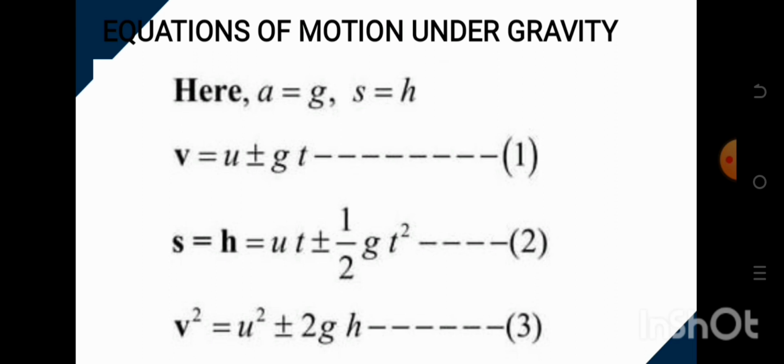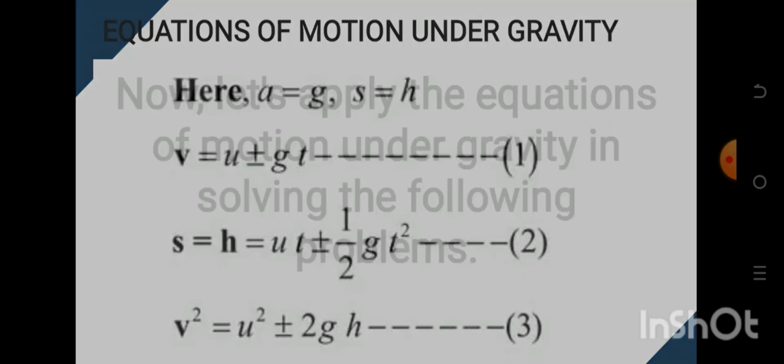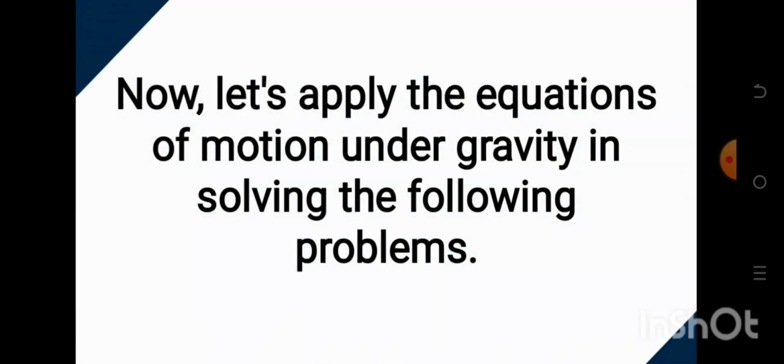Let's just review the equations of motion once again under gravity. Number 1, V equals U plus or minus GT. Number 2, H equals UT plus or minus half GT square. And number 3, V square equals U square plus or minus 2GH. Okay, now let's apply the equations of motion under gravity in solving the following problems.